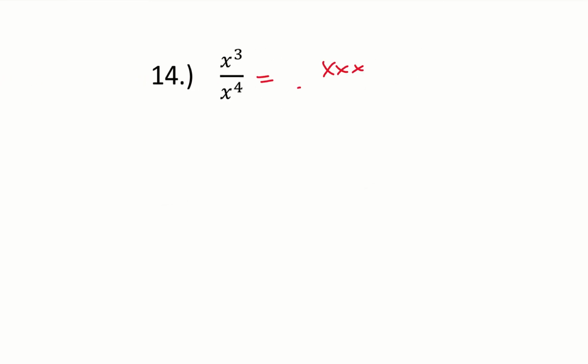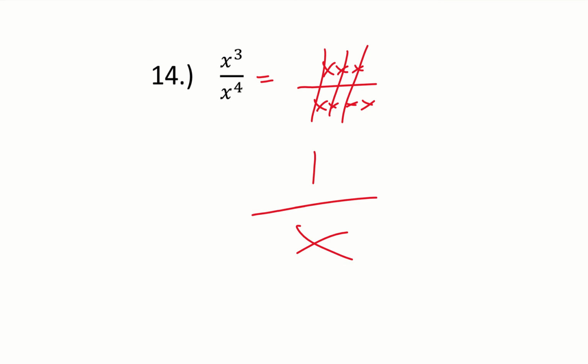x3 over x4. Boom, boom, boom. What's left over? An x on the bottom. What's left on top? Always a 1.